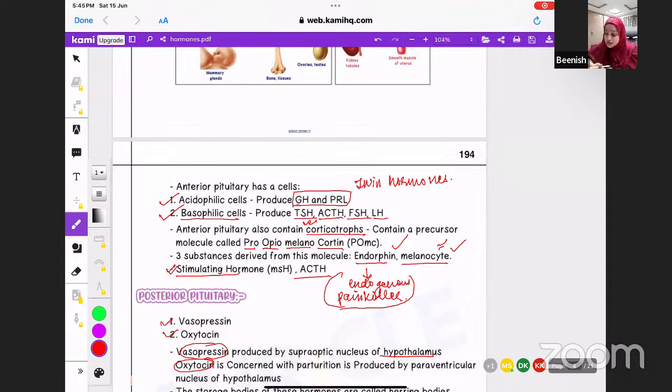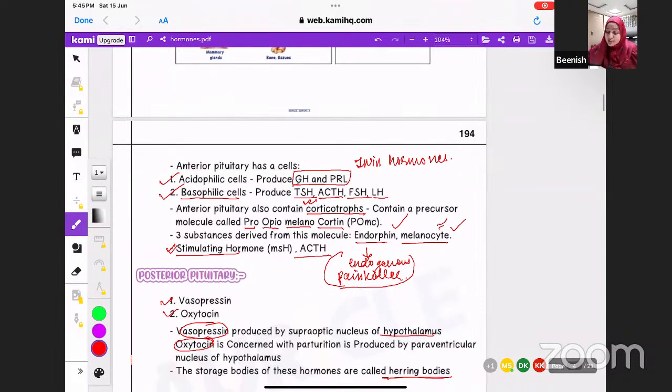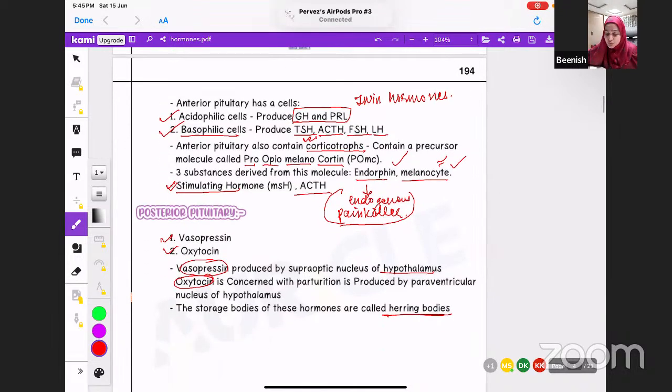Endorphins, I said, are endogenous painkillers because they block the perception of pain. They are peptides produced by the brain. And your melanocyte stimulating hormones are stimulating melanocytes, and melanocytes are responsible for the secretion of melanin. And your ACTH is regulating the release of cortisol in the body.